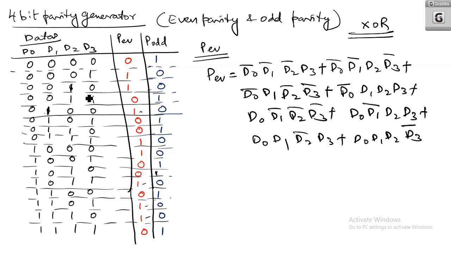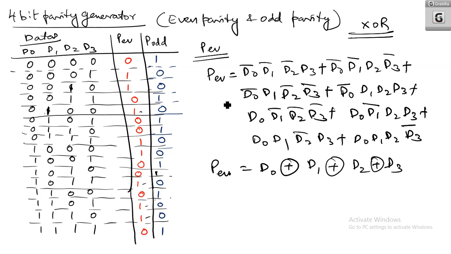Okay. So if you are looking for even parity, you will get the expression as D0 XOR D1 XOR D2 XOR D3. That is actually the simplification of this expression. So for even parity you will get D0 XOR D1 XOR D2 XOR D3.